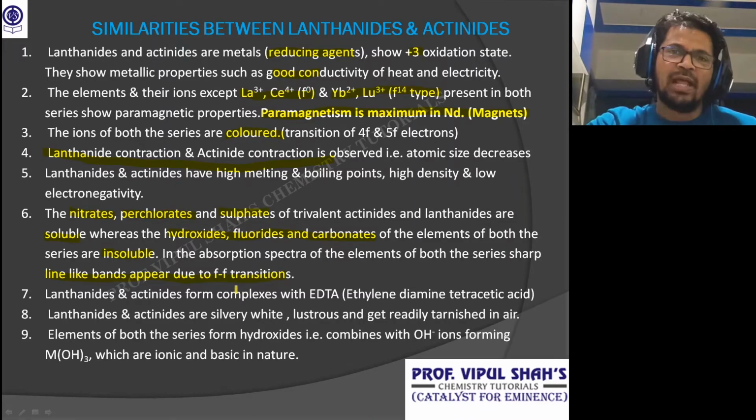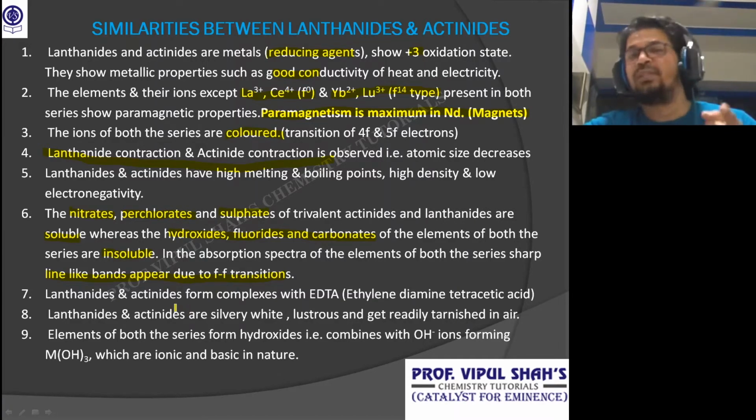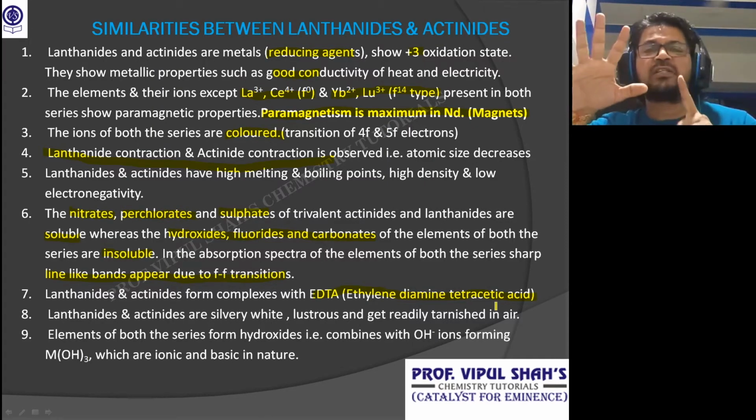So compared to lanthanides, actinide compounds are deeply colored. That's because of the f-f transition, from a lower orbital of f to a higher orbital of f. Both lanthanides and actinides form complexes, but complex formation is more with actinides, like EDTA. This compound is ethylenediaminetetraacetic acid. It forms its ions, called ethylenediaminetetraacetate ions, which is a hexadentate ligand. Hexa, 6 points of attachment.